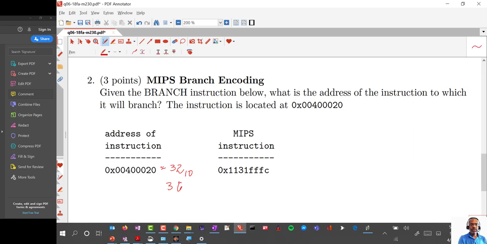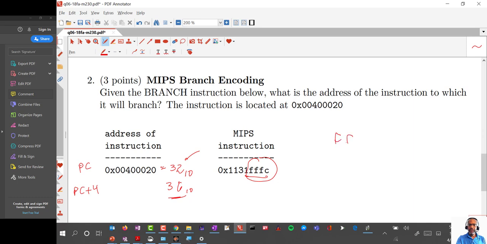I'm ignoring the 004, etc., and I'm just working with the lower nibbles and using those as the address. So the first question is, if this is where the instruction is, and this is where the program counter currently is, this is the program counter plus 4. This branch instruction must change the program counter to jump some number of instructions, and that number is going to be added to this program counter value. So the question is, what is that?